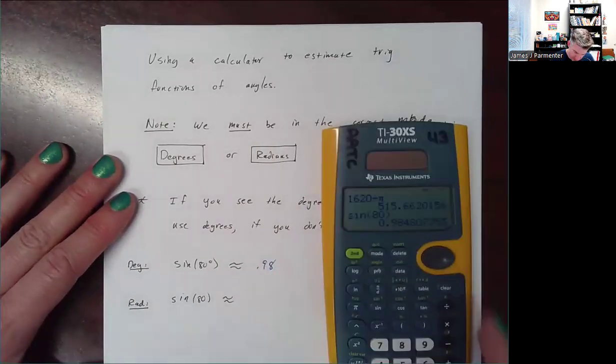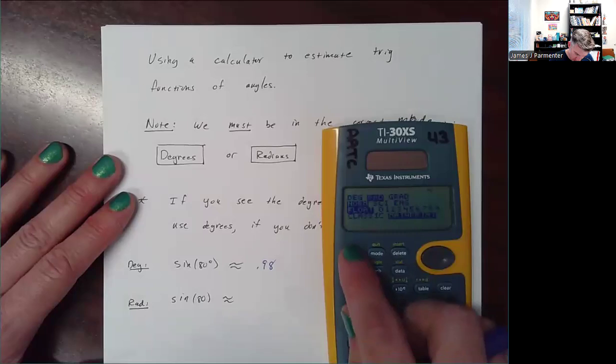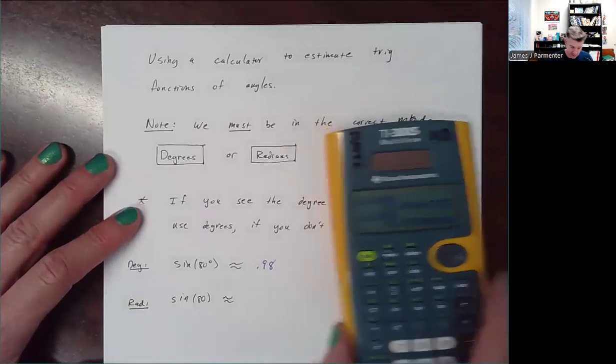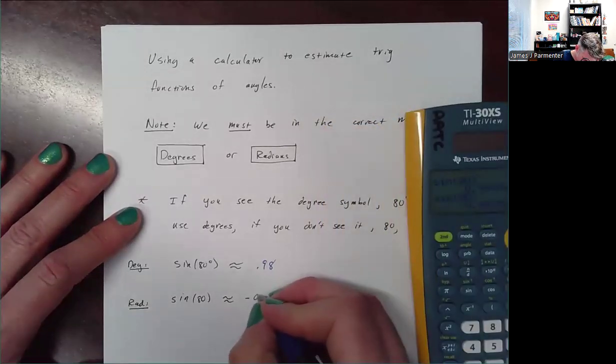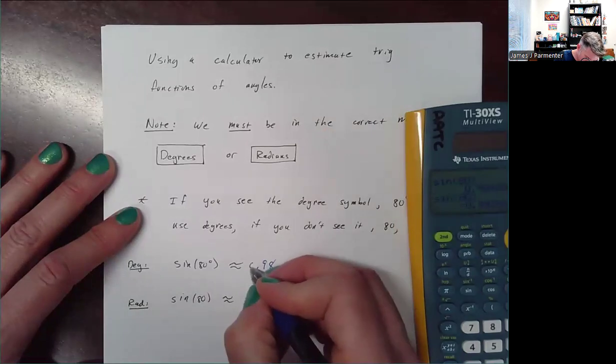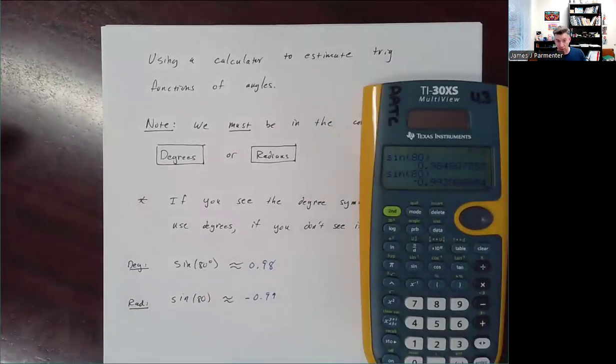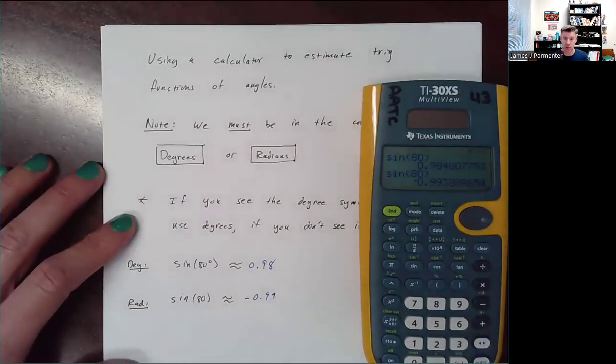On the other hand, if I change my mode to radians and then quit and then do sine of 80 now, it's going to be a wildly different answer. Negative 0.99. I don't know why I put the 0 here, not there. So it's a very different angle, so you're getting a very different value.